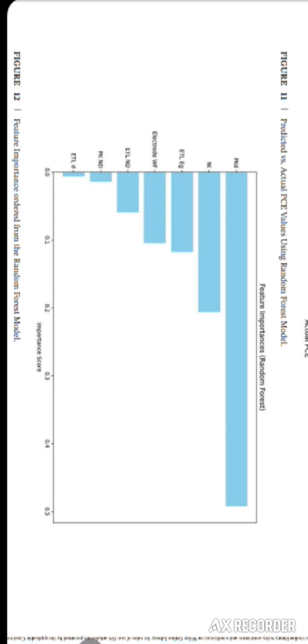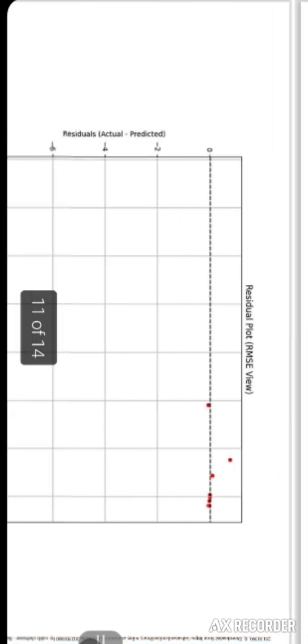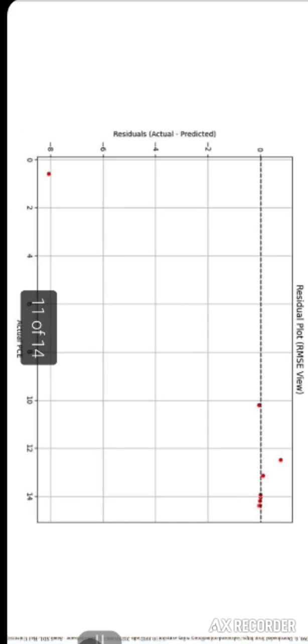followed by perovskite defect density, then the band gap of the ETL, the electrode work function, the donor density of the ETL, and the donor density or doping density of the perovskite, and finally the ETL thickness in the last rank. They plot the parity figure again, but using the root mean square error values.